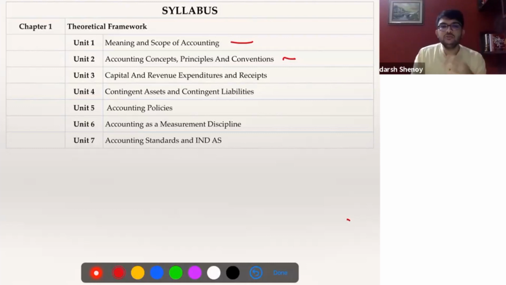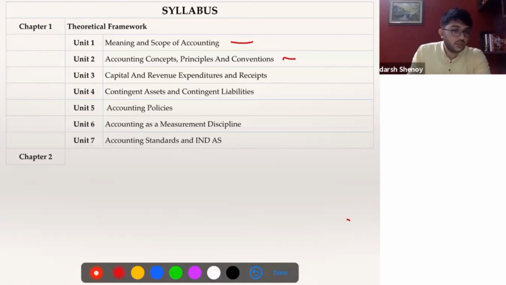I'm just going to introduce you to these standards. All these standards will be studied when you go to the intermediate level. And then at the final level, you study the Ind AS also. Ind AS is Indian Accounting Standards. Again, it is something new which has been made applicable very recently. But we will study about that also at the final level, not now.